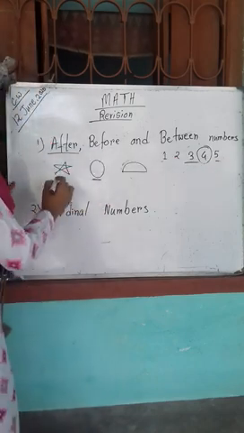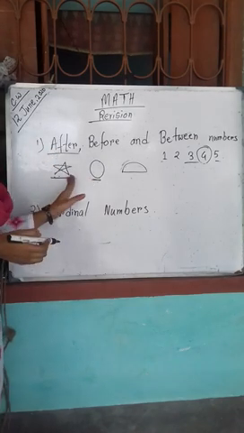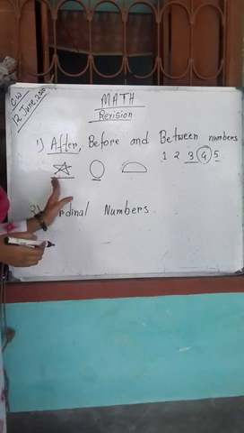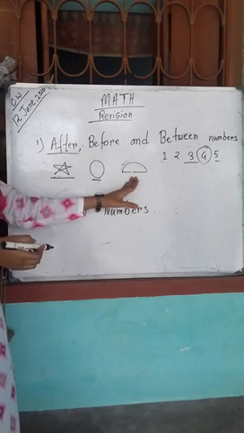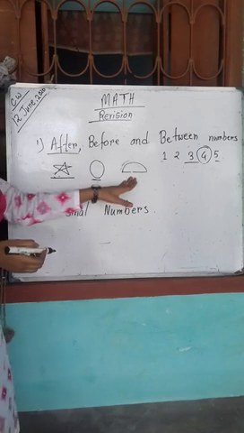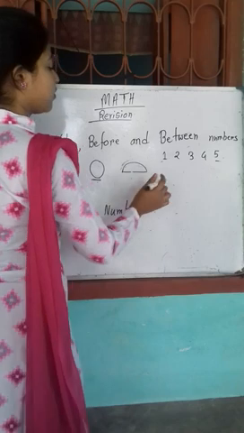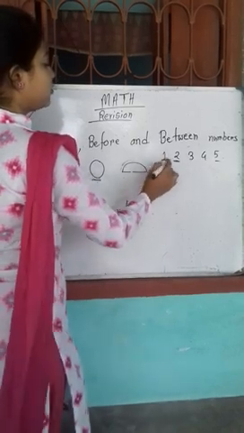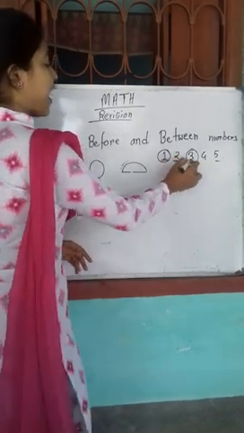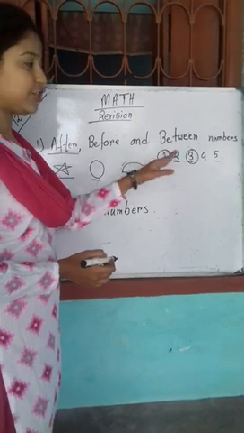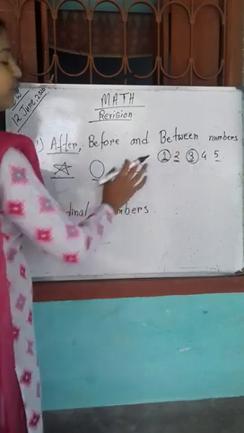In the same way, if we ask where is the star, you can say the star is before the circle. Where is the half circle? The half circle is after the circle. Then in numbers you can say that 1 is before 2, and 3 is after 2. So after 2 there is 3 and before 2 there is 1. In the same way 2 is in between 1 and 3.